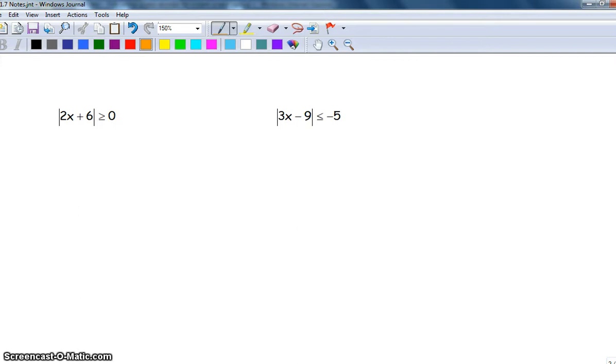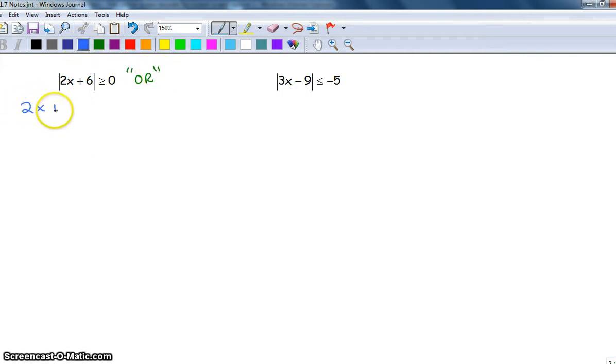We're almost there. Alright, so we've got greater or equal to 0. So we've got an or compound inequality. We set up our 2x plus 6 is greater than or equal to 0. Or 2x plus 6, we've got to switch the sign. Now the only problem here is we can't do the opposite because 0 is neutral. There is no positive or negative, so we just keep that as 0. And we go ahead and solve. So 2x is greater than or equal to negative 6. Divide by 2. And we get x is greater than or equal to negative 3.